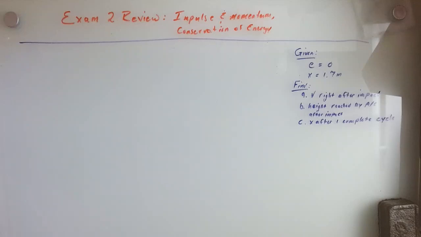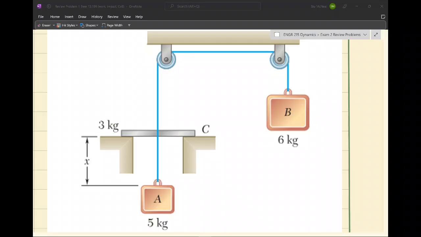Hey guys, welcome back. We are getting ready for exam 2, chapters 13 and 14 in dynamics, and I have a fun problem for you. So here's the situation. We have two blocks, A and B, hanging from a cord, and we release them at point 0. Block B comes down, block A goes up.